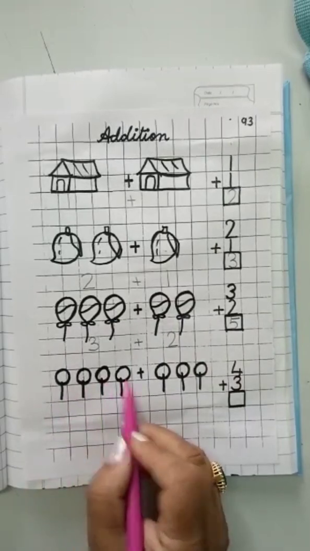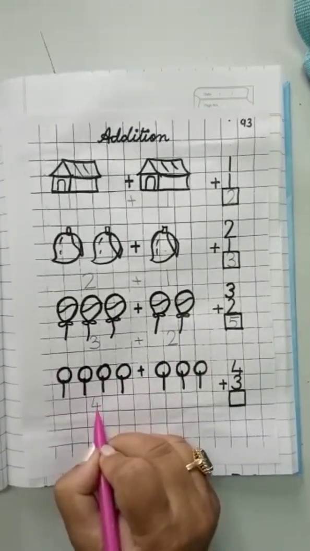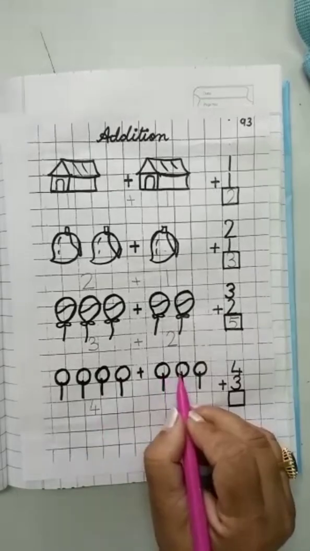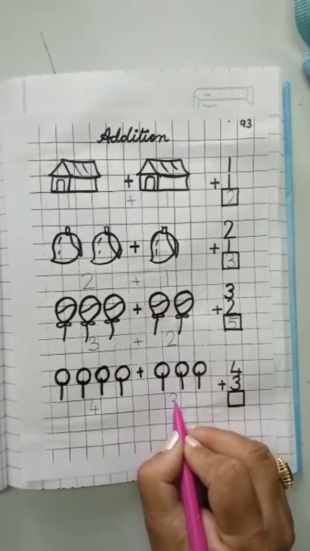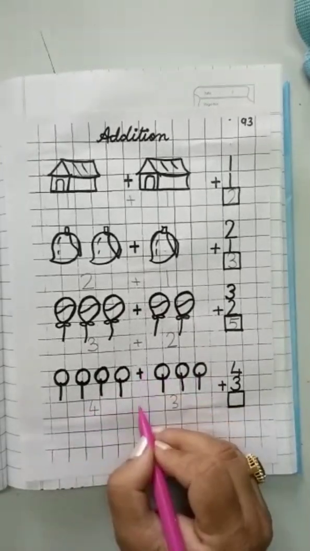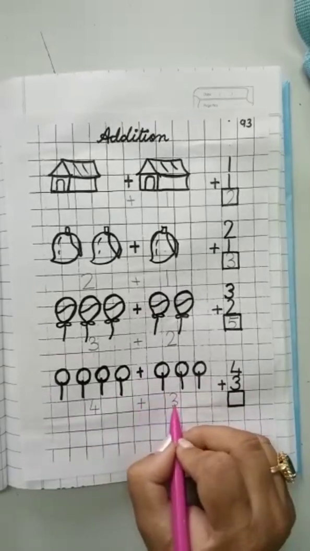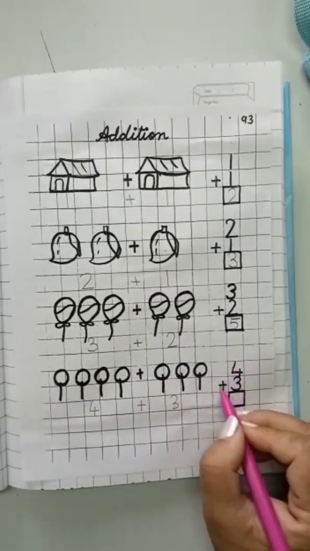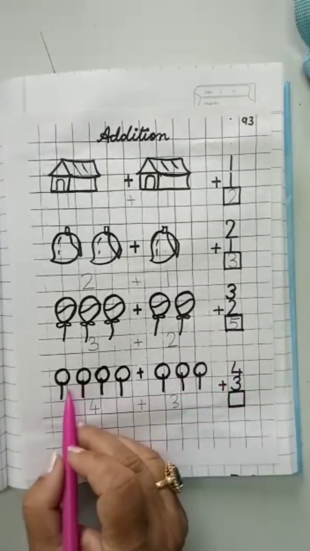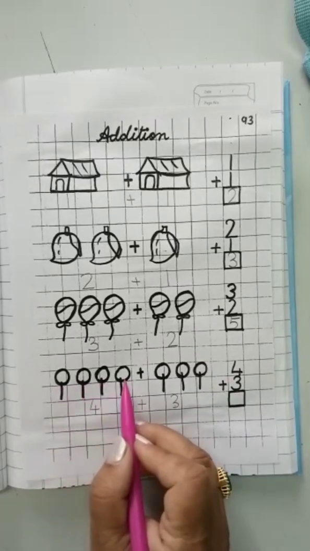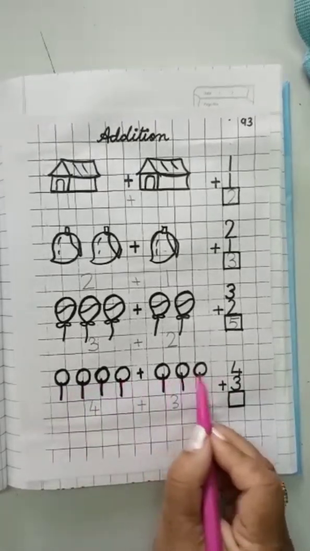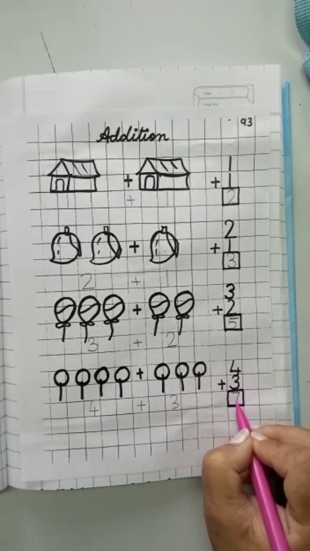Okay, let's count them. 1, 2, 3, 4. So they are 4. How many are these? 1, 2, 3. So let's write 3 here. So 4 plus 3. Let's sum them up. Let's count them together. 1, 2, 3, 4, 5, 6, 7. So the answer is 7.